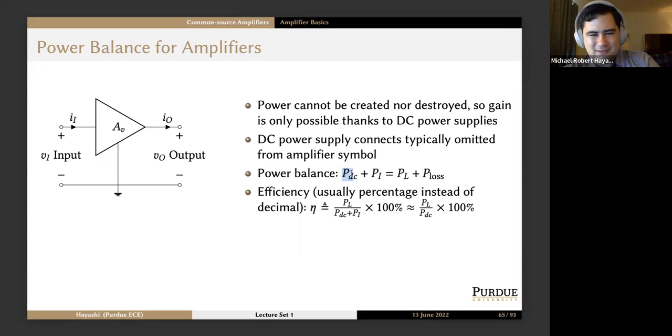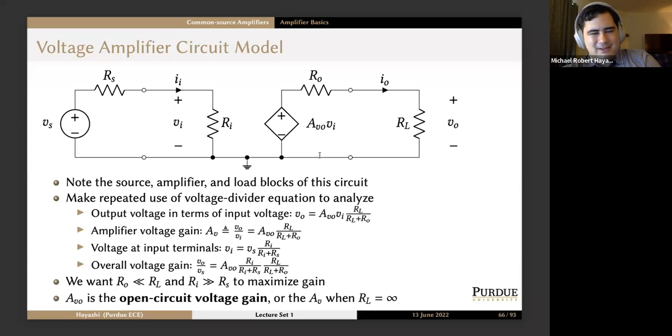We talked about the power balance equation for an amplifier in general, where you have the power supplied by the DC supplies, and the power in through the signal is the power delivered to the load plus any power that goes into losses. And then we can define the efficiency as PL over PDC plus PI times 100%, or, since PI is much smaller than the other two, PL over PDC times 100%. Then we talked about how we use the voltage divider equation to analyze this voltage amplifier model. And then we have the open circuit voltage gain and then the normal voltage gain of the amplifier, AV.